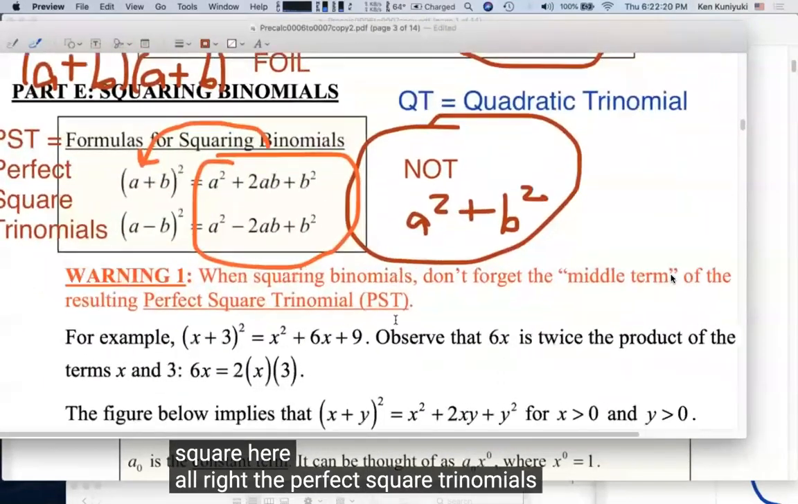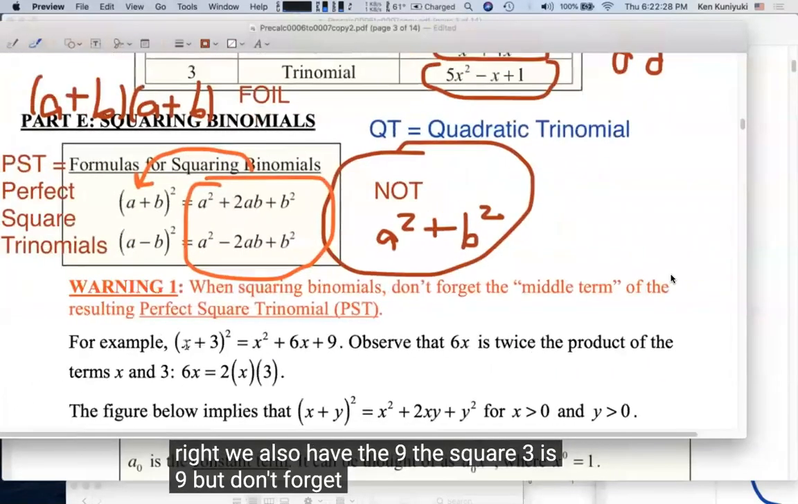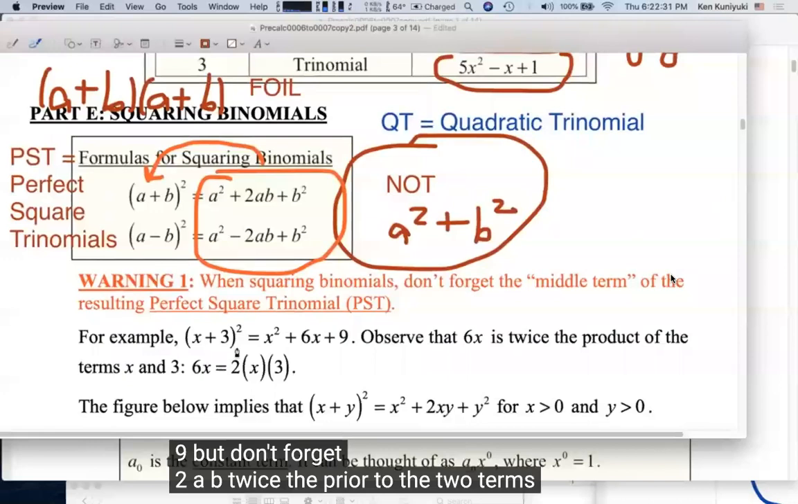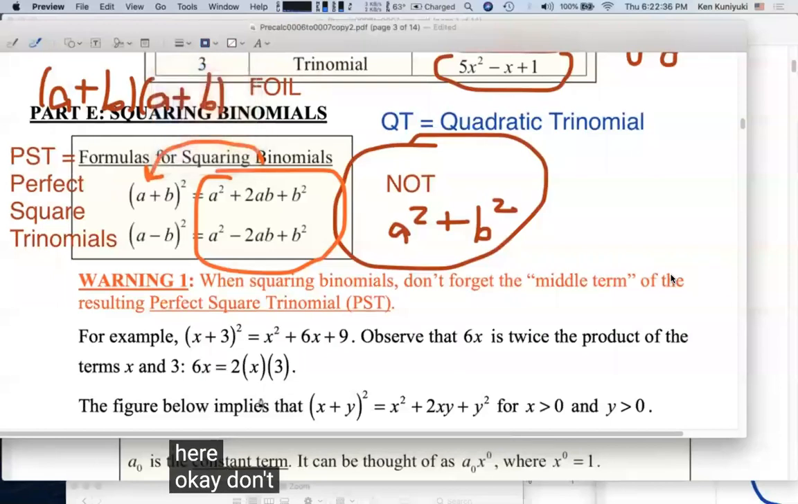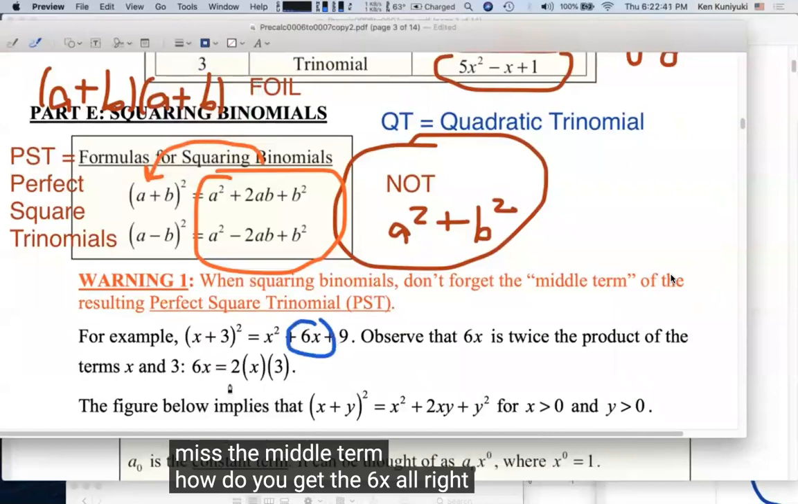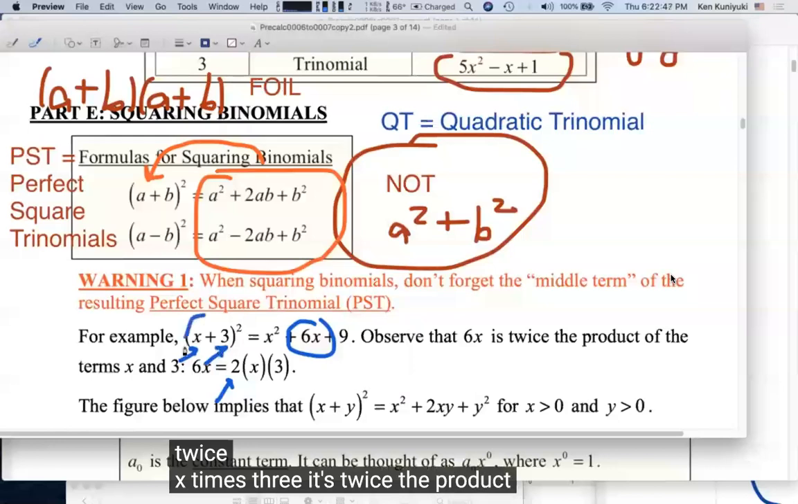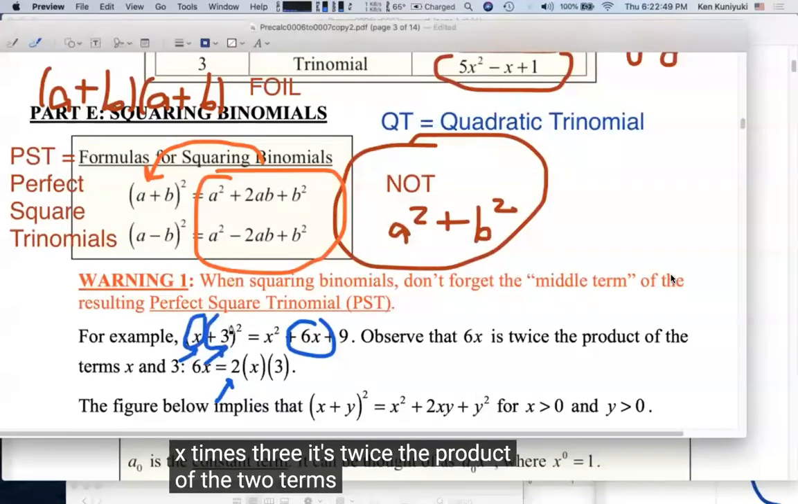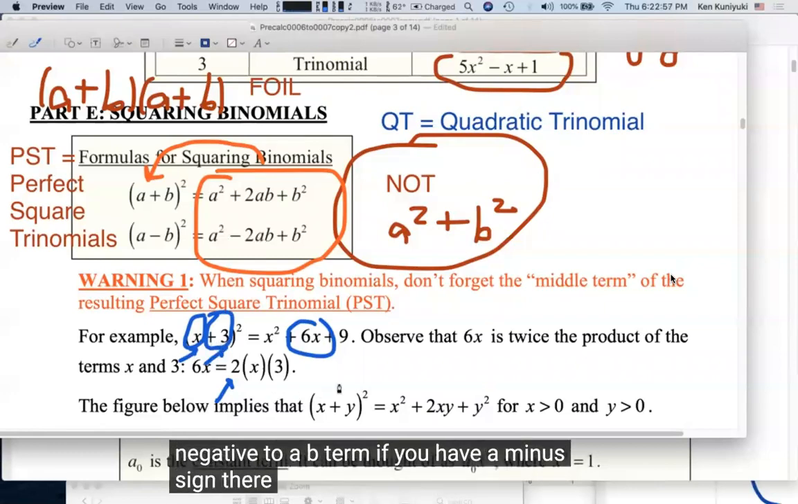Perfect square trinomials. So the square of x plus 3 is x squared, right? We also have the 9. The square of 3 is 9. But don't forget 2ab, twice the product of the two terms. So what's that middle term here? Don't miss the middle term. How do you get the 6x? It's twice x times 3. It's twice the product of the two terms. Twice x times 3 is 6x, the 2ab term. Or in this case, it's the negative 2ab term if you have a minus sign there.